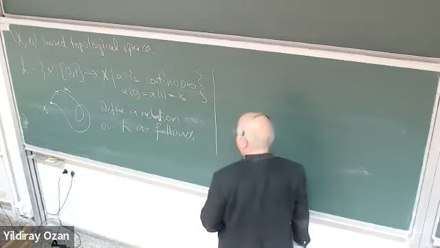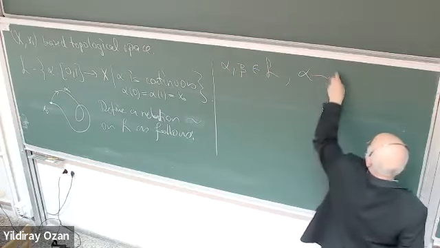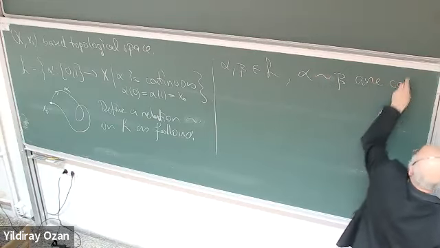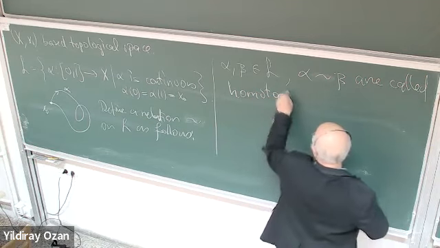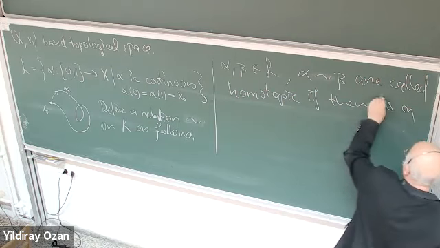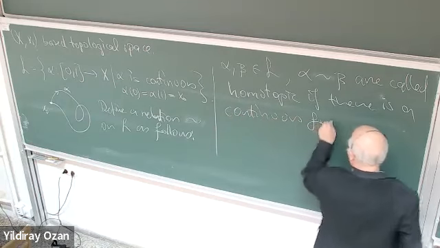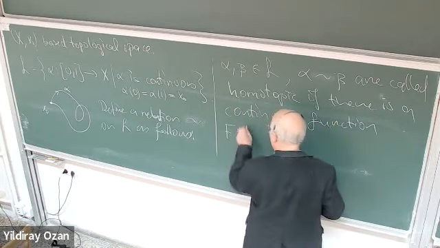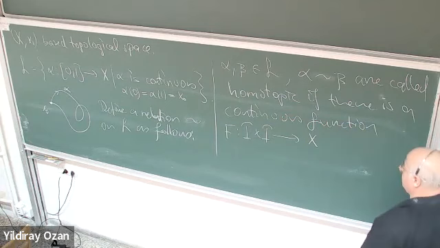So we say two paths are called homotopic if there is a continuous function f defined on interval cross interval satisfying the following.